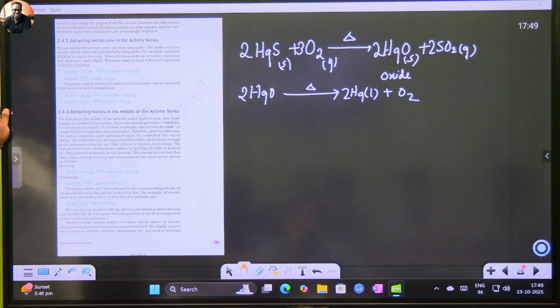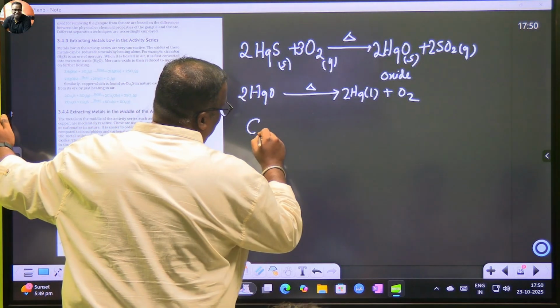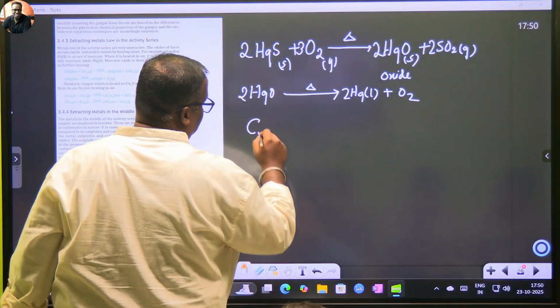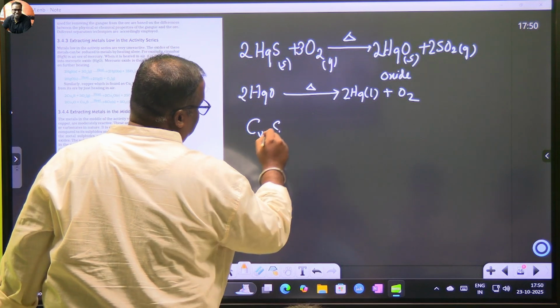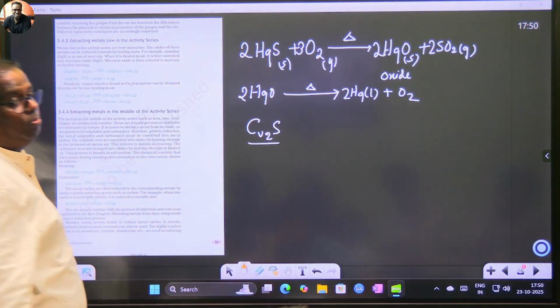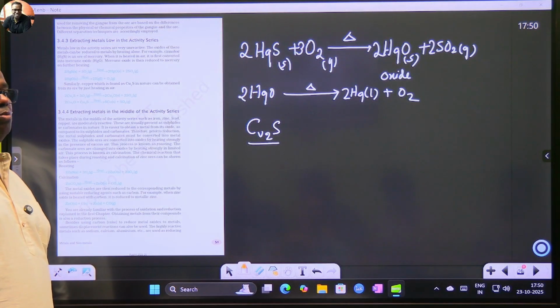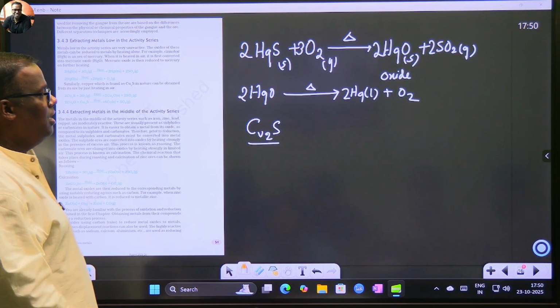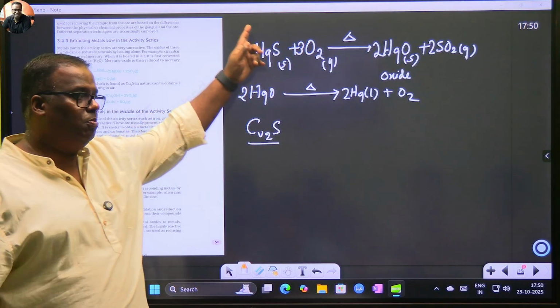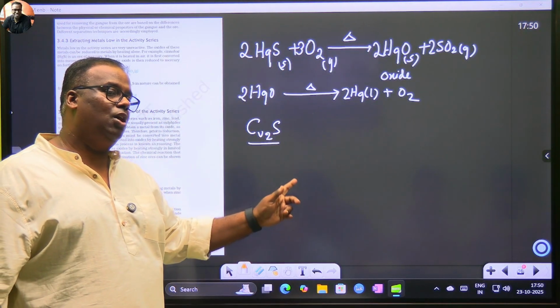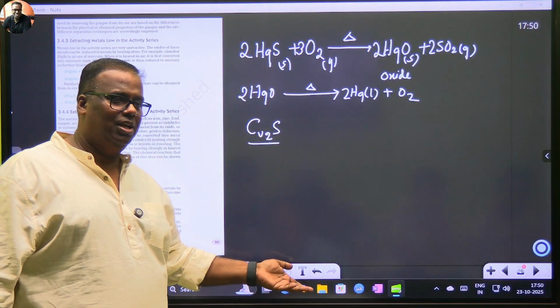Another that we have in our example is copper sulfide. अब यहाँ बड़ा interesting है, copper sulfide, Cu2S. The oxidation state of copper in this is 1. This is copper 1 sulfide, not copper 2. So again, low reactive. ये सब नीचे है. Very low reactive.